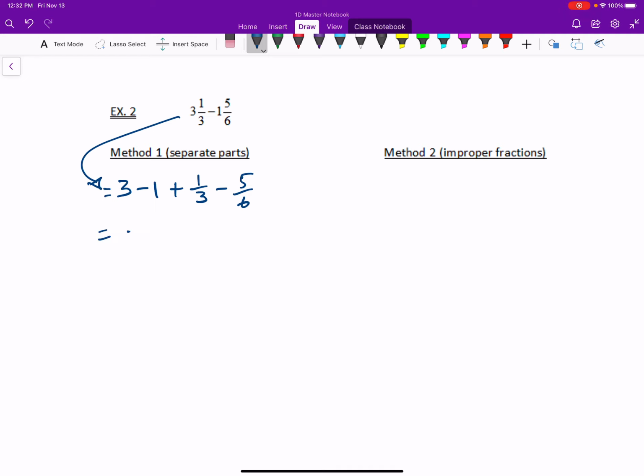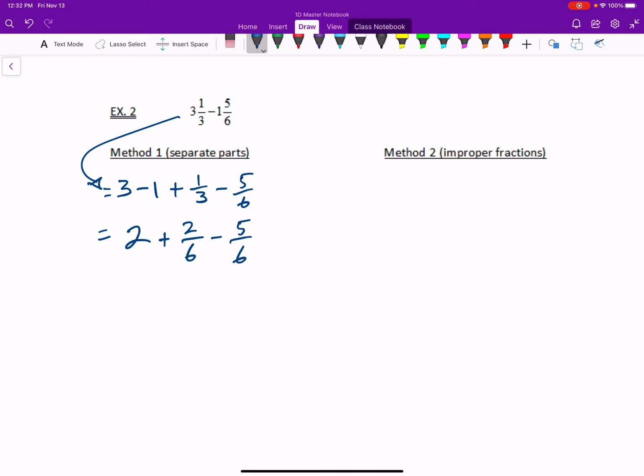So 3 minus 1 is 2. And for the common denominator, I don't need to multiply the 3 and the 6 together because 3 goes into 6. So I could use 6 as my common denominator. So all I have to do to change the first fraction so that it's out of 6 is multiply the top and bottom by 2. So I got 2/6 minus 5/6.